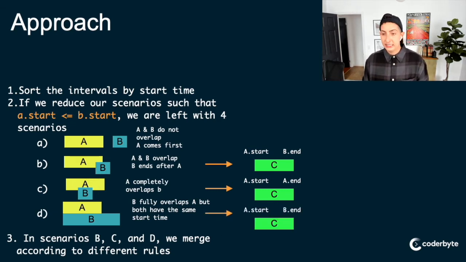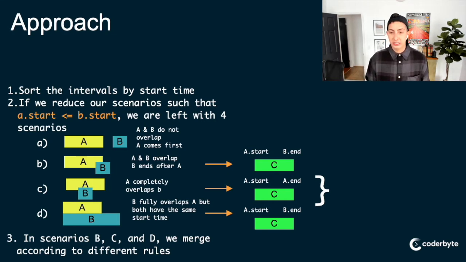And finally, in scenario D, we take A.start again. We're going to do that each time because we've sorted this intervals array. And we take B.end because B fully overlaps A, even though they both have the same start time. So these further reduce our 3 merge scenarios, whereas in the first one, we're not merging at all. So how can we sum this up in a pseudocode-like rule? What's happening? We always say A.start, so we know that's going to be part of our rule. And then which end do we take?